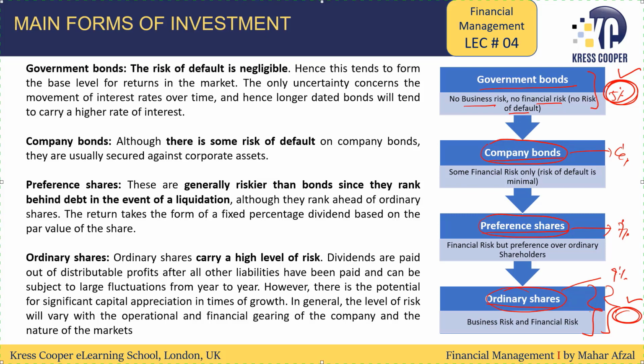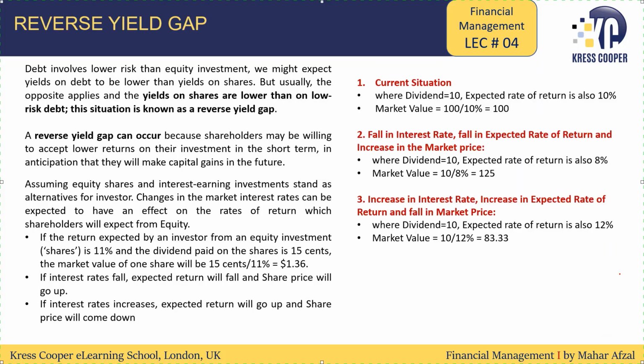We are just classifying into hierarchy, where the risk is minimum, return will be minimum, where the risk is maximum, return will be maximum as well. So this is reverse yield gap. This is a very interesting topic. We have just discussed higher will be the risk, higher will be the return. And we have just discussed equity is a more risky investment as compared to investment into the debt securities. The reason is because equity is carrying two types of risks and debt securities are carrying one type of risk.